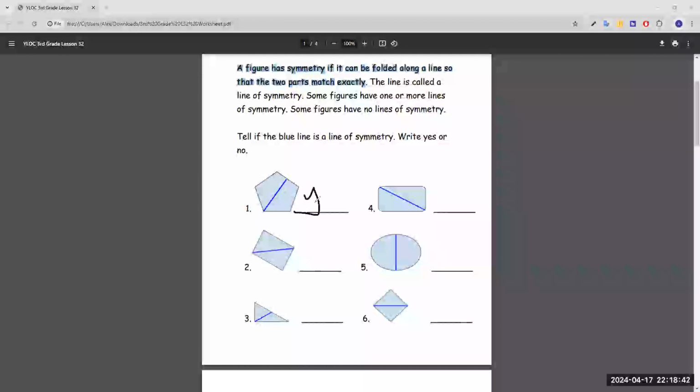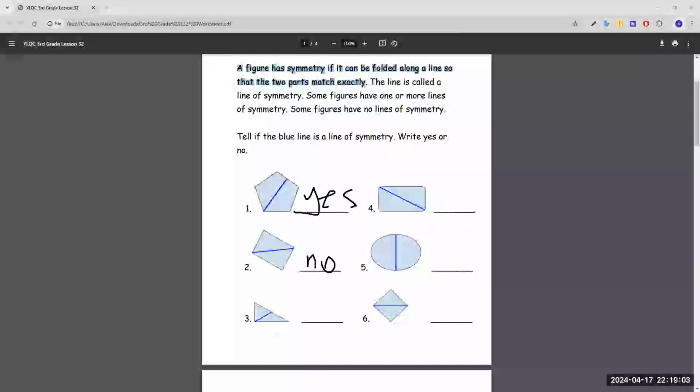Okay, number two. We have a rectangle and the blue line of symmetry. The blue line is going diagonally. So for rectangles, when the line of symmetry is going diagonally like that, it cannot have a line of symmetry. So for number two, it is no.